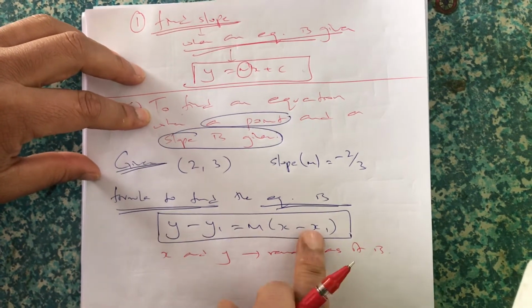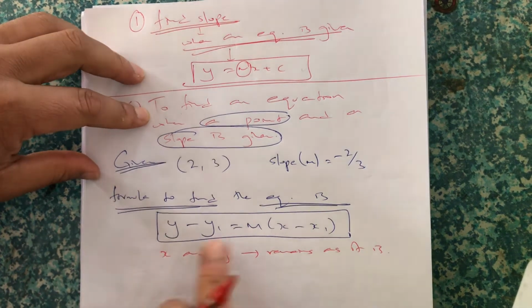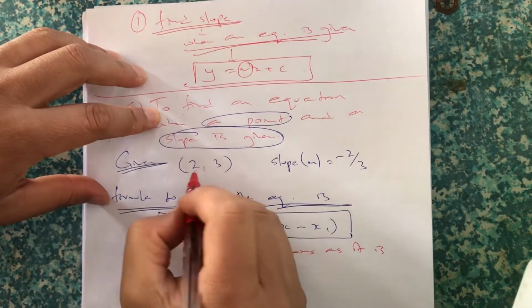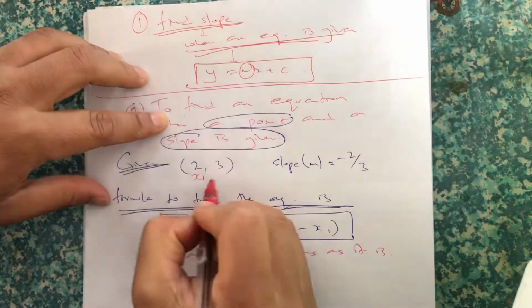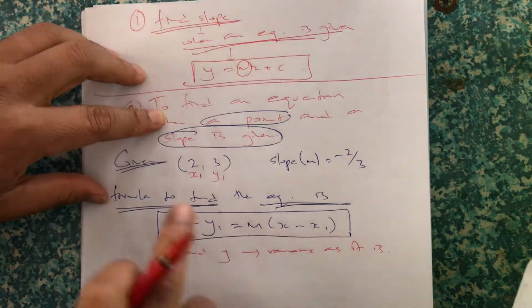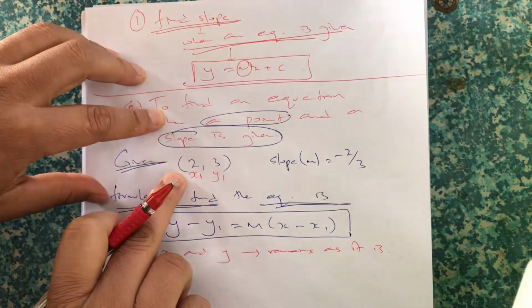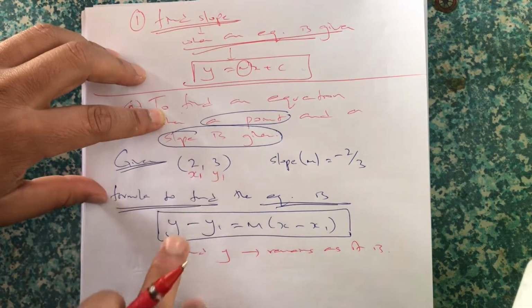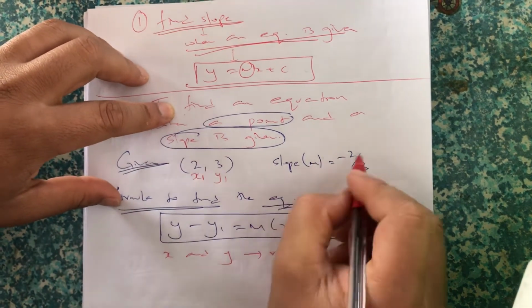So in this one, x will leave it as x only, y will leave it as y only, and the point that has been given to you, that will consider as x1 and y1. So in this formula, wherever I see x1, I'll have to put the value of the point whose coordinate is this one, like 2 becomes my x1, 3 becomes my y1, and this is already my m.